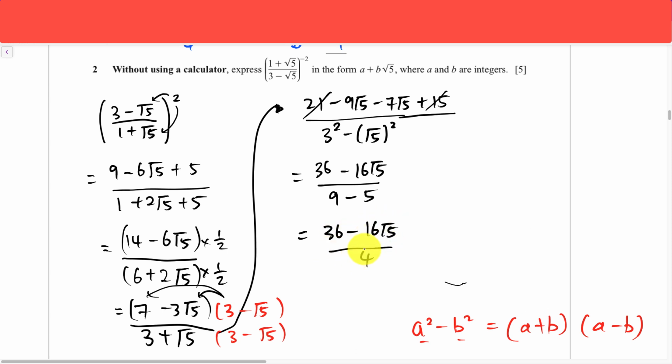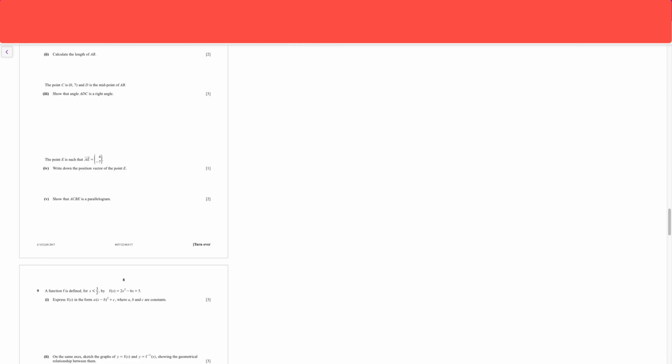Alright, so whenever you got something like this, a lot of students will make the common mistake like this. They will just simplify with one of it, and then they get 9 minus 16 sub 5. Which is wrong. So make sure you don't do that.